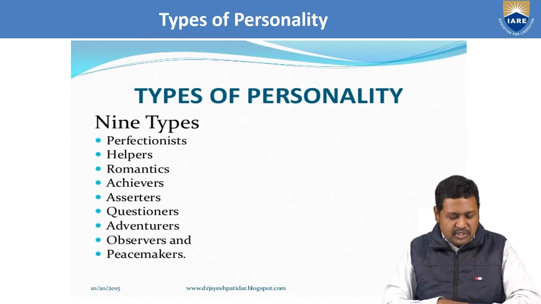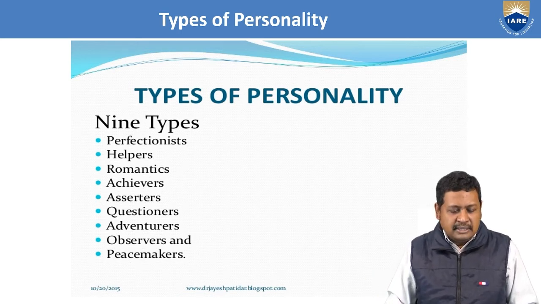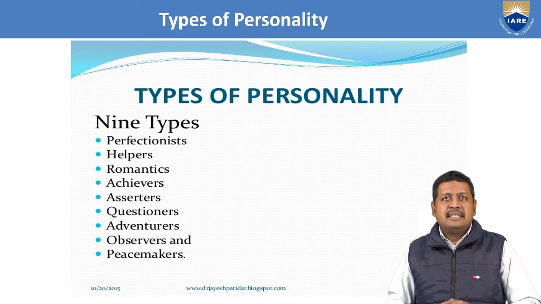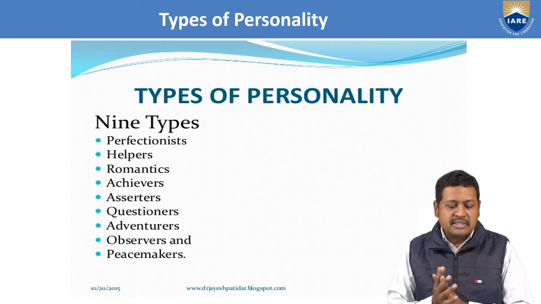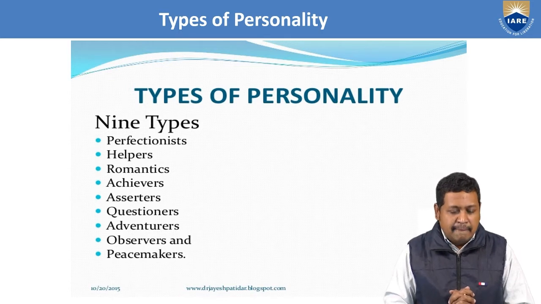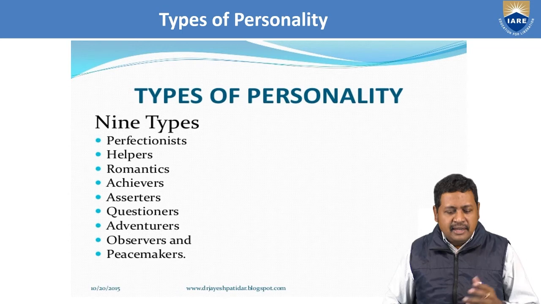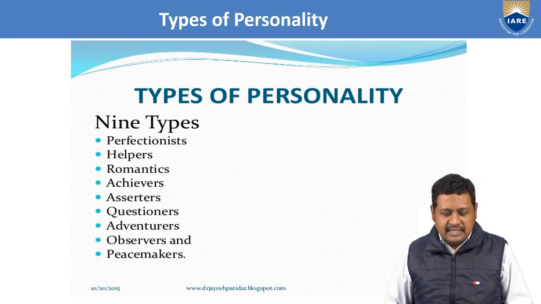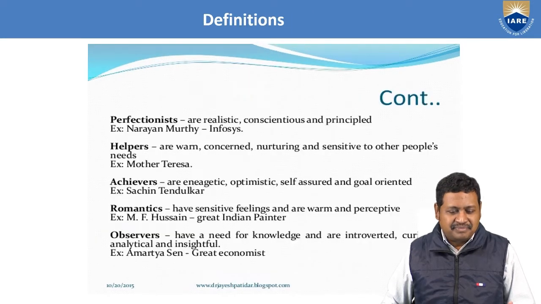Well, coming to the types of personalities, roughly I've got 9 types of personalities here on the slide for all of you: perfectionists, helpers, romantics, achievers, asserters, questioners, adventurers, observers, and peacemakers. Let's go and see these types of personalities one by one in this discussion.